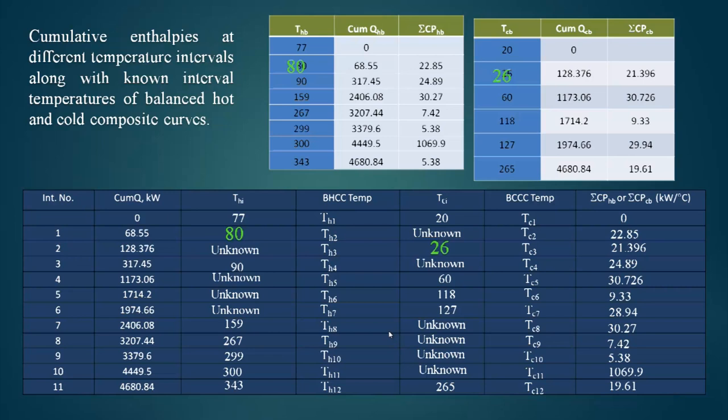So, now our job is to find out these unknown temperatures, and the method which we will be employing for finding out the unknown temperatures is linear interpolation, because the segments of the balanced hot composite curve or the balanced cold composite curve are straight lines, and hence we can very effectively use the linear interpolation technique to find out the temperatures.